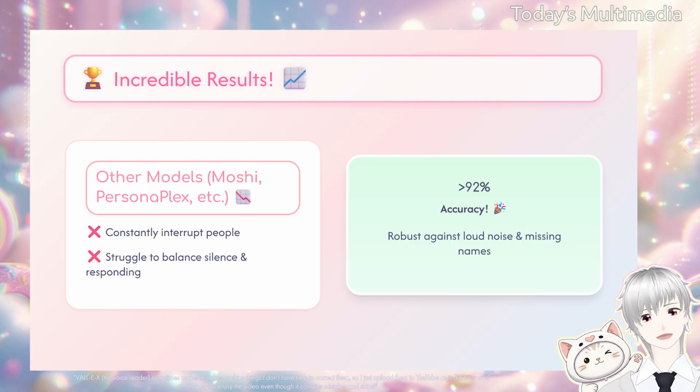Other models, like Moshi or Personaplex, always try to produce speech, which means they just constantly interrupt people in a multi-speaker setting. Even models that were prompted with text instructions, like Step-Audio 2 or Kimi-Audio, struggle to balance responding and staying silent. But MultiTalker achieved over 92% accuracy in its turn decisions. It proved to be super robust, even when the background noise was loud, or when the speakers did not use explicit names to address each other.